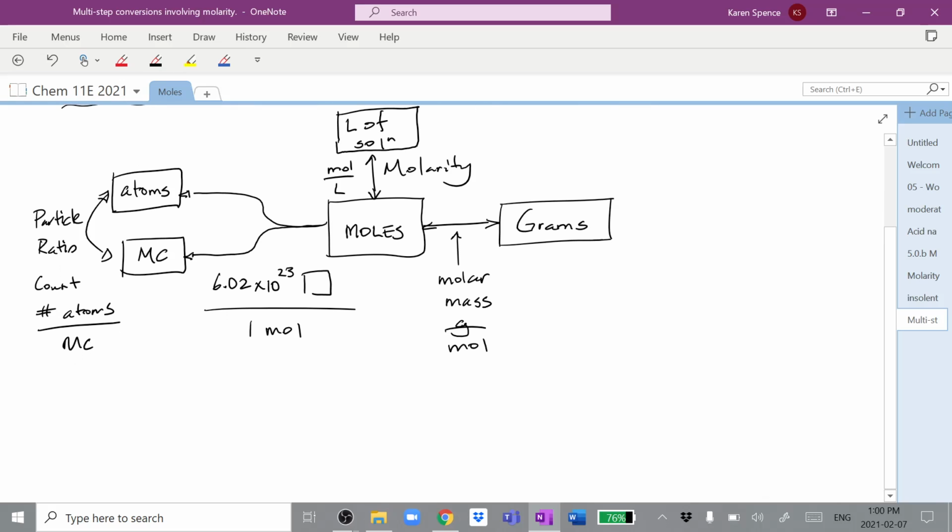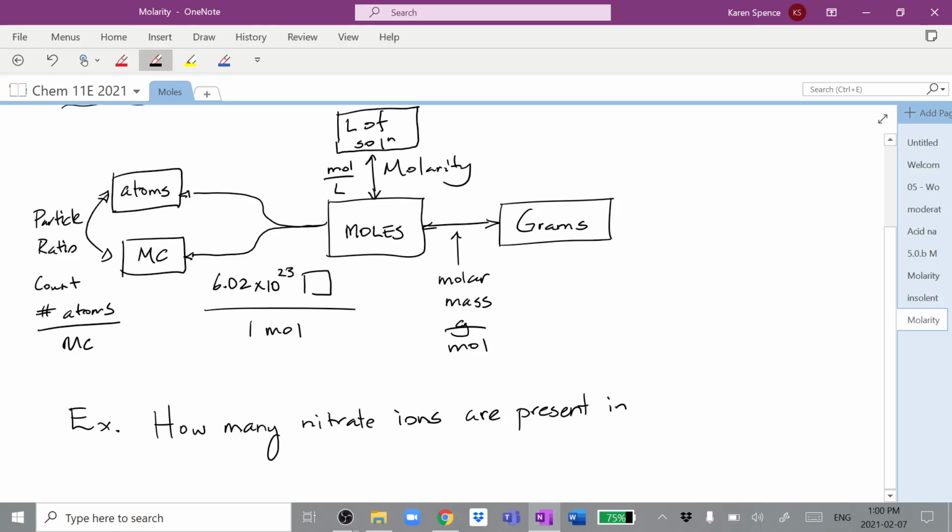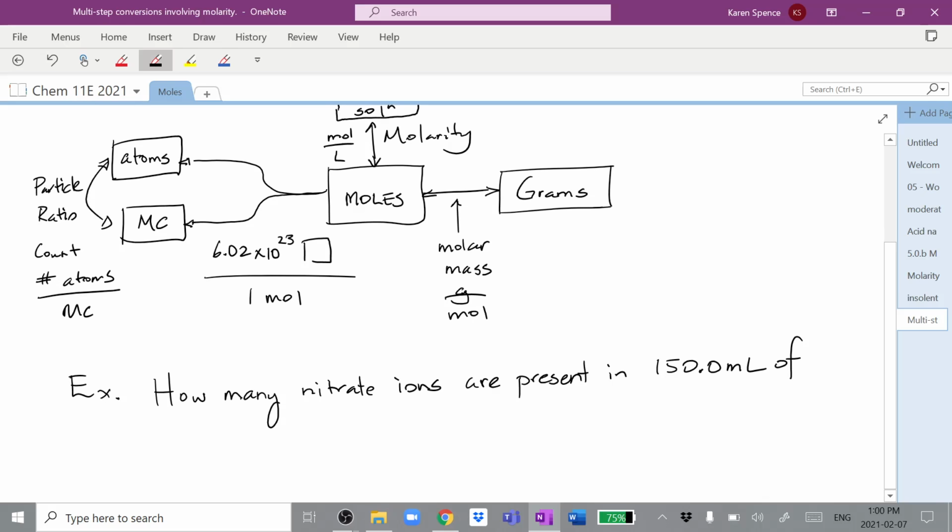So we could say, for example, how many nitrate ions are present in 150 milliliters of 3.6 molar calcium nitrate, Ca(NO3)2. Oh boy. Okay, this is a big one.